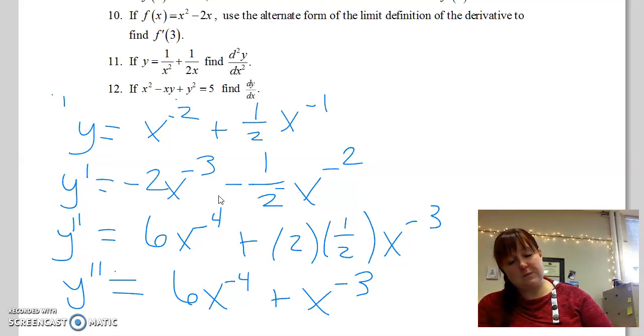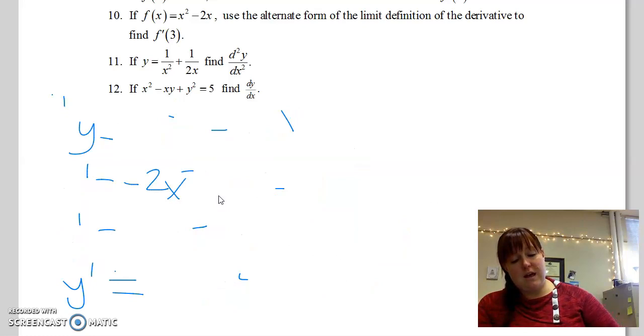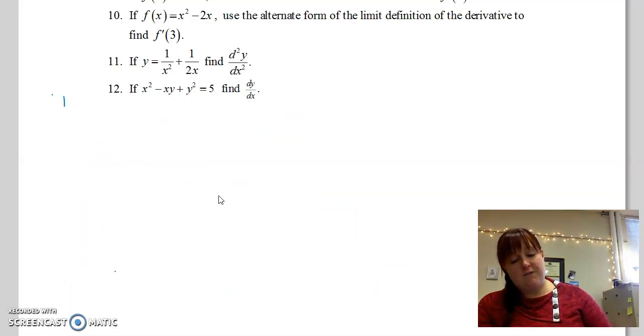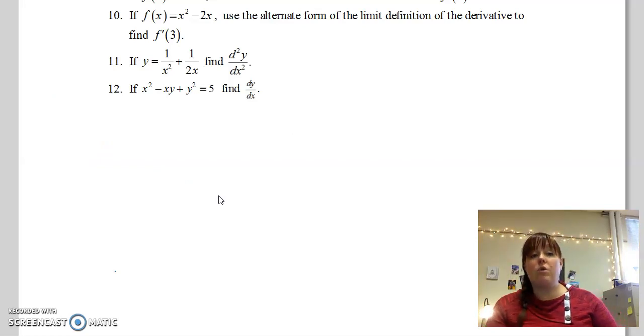Okay, last one on this page. So if that equals that, we've got to find dy/dx. Now remember, look at this. Can we get y by itself? No, not really. It would be really ugly if we even could. So because we can't get y by itself, we're going to use implicit differentiation. I guess we could do factoring, but I don't think I want to do that. I think we're just going to implicitly differentiate.